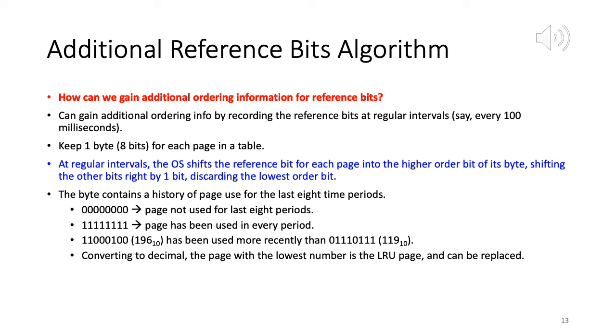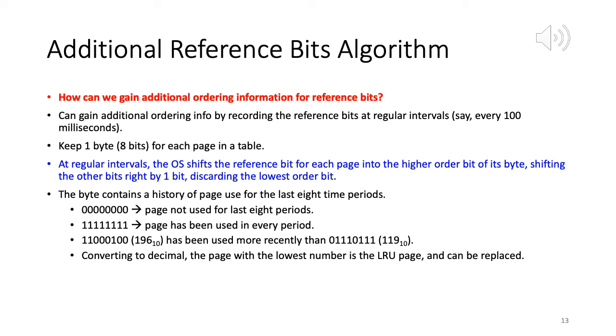So for each page we have dedicated 8 bits, and we decide the time interval, right? And then we shift the reference bit for each page into the higher order bit of its byte. In a particular time interval, either the page has been referenced or not. If it's been referenced, we add a value of 1 to the 8 bits of that page. If it's not been referenced, we add a value of 0. Whatever it is, 1 or 0, we add it at the MSB, which naturally means the LSB will just fall off and be discarded.